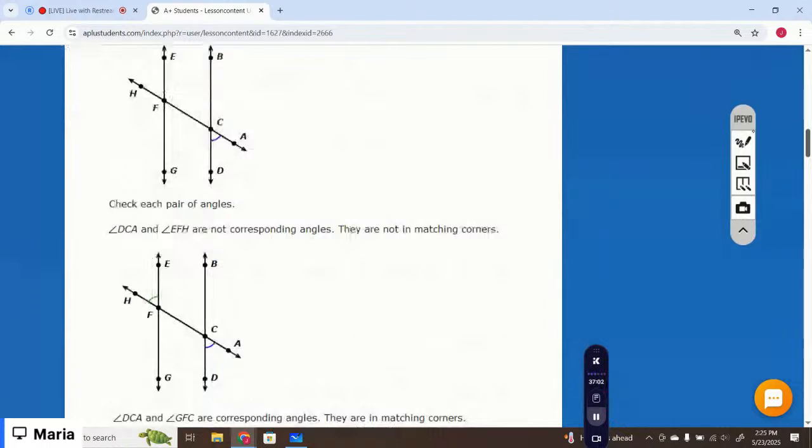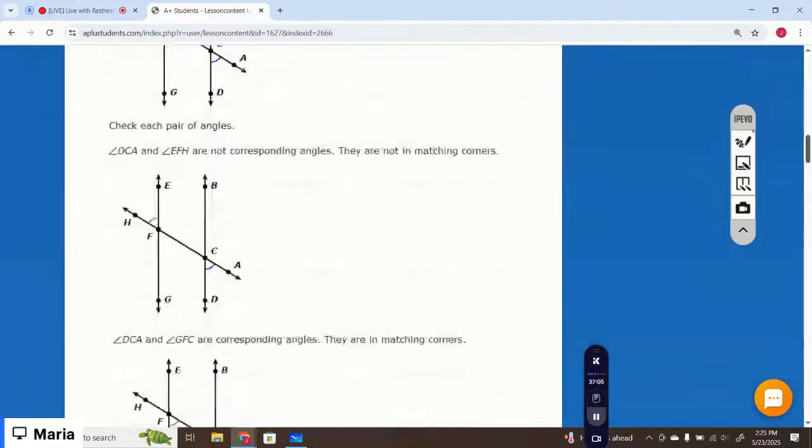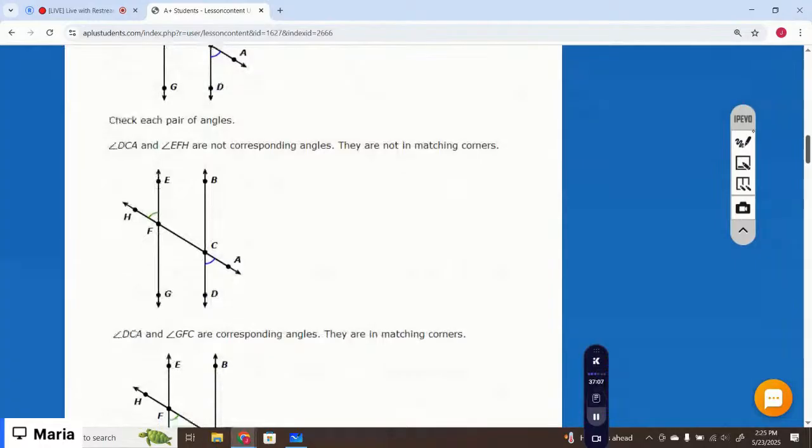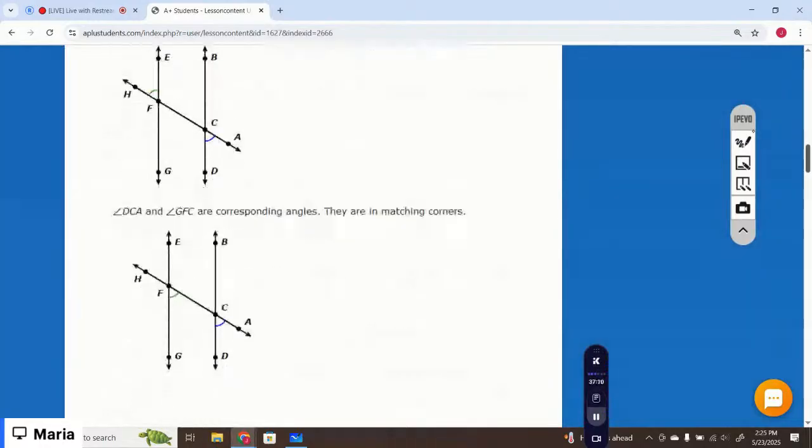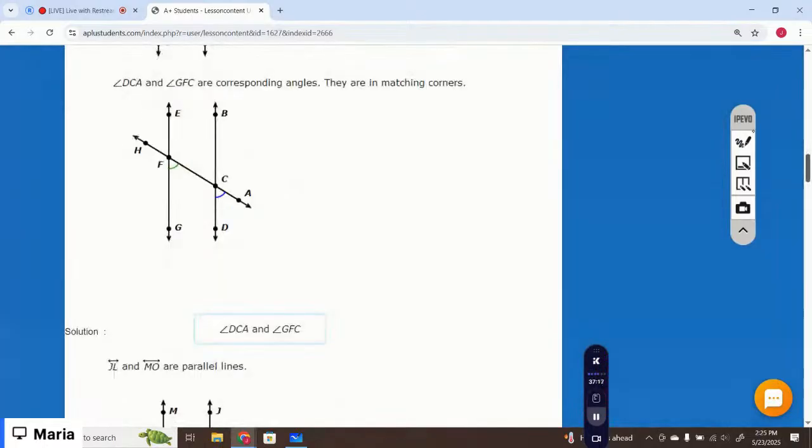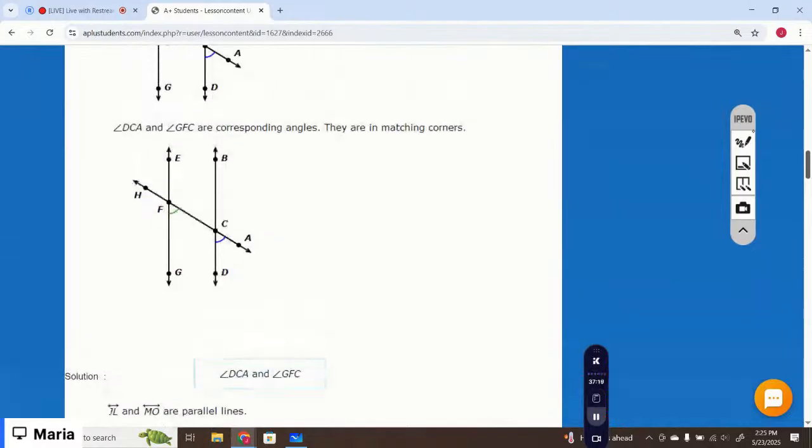Angle DCA and angle EFH are not corresponding angles. They are not in matching corners. Angle DCA and angle GFC are congruent. They are in matching corners. Angle DCA and angle GFC are congruent angles.